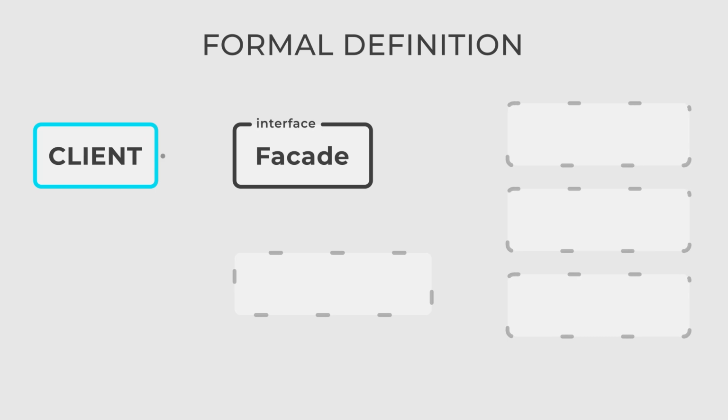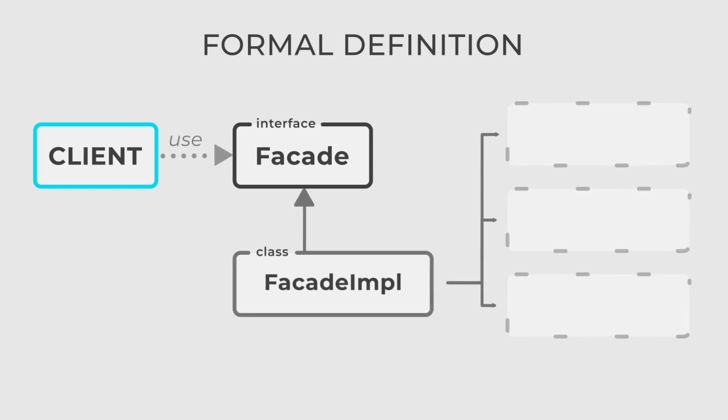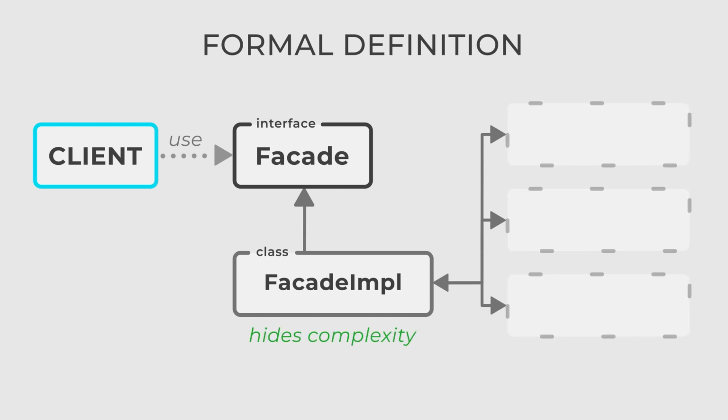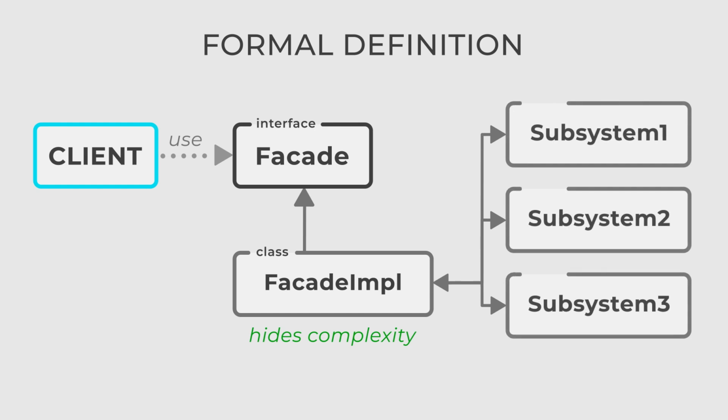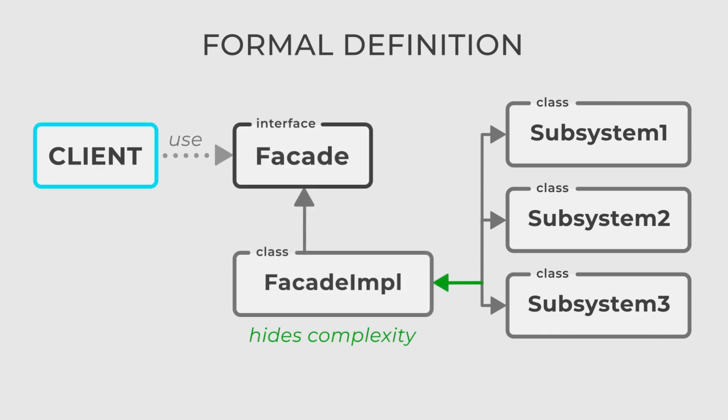There are three actors in this design pattern. Facade provides a simplified interface to a subsystem. The FacadeImpl implements Facade and manages the interaction with subsystem classes and hides their complexity. Subsystem classes are separate classes that make up a complex system. Clients can interact with these classes directly, but it's more convenient to use a facade.